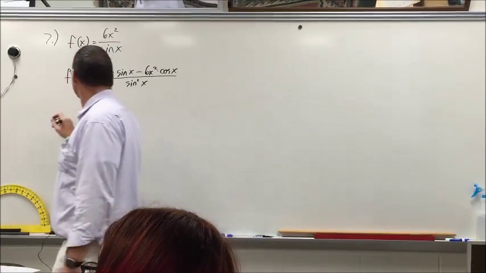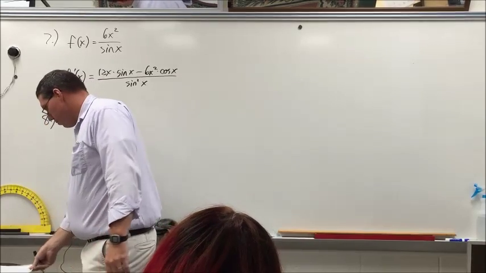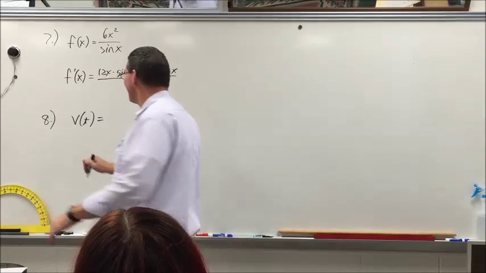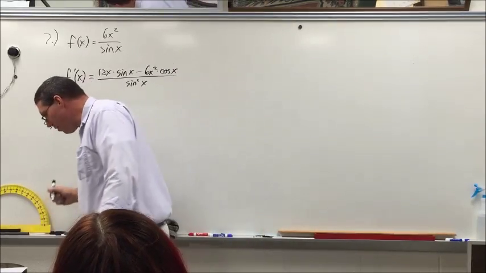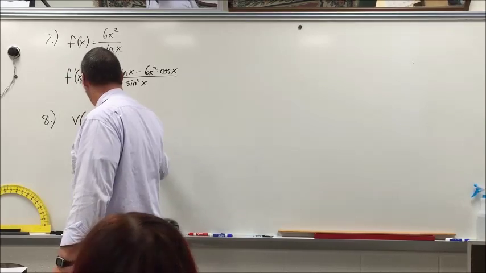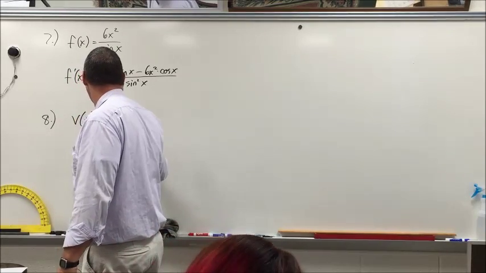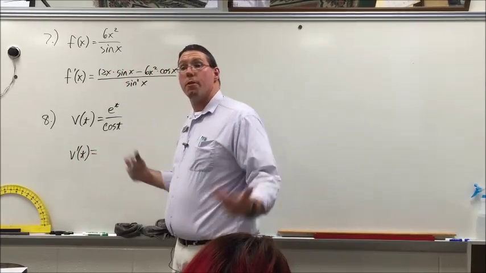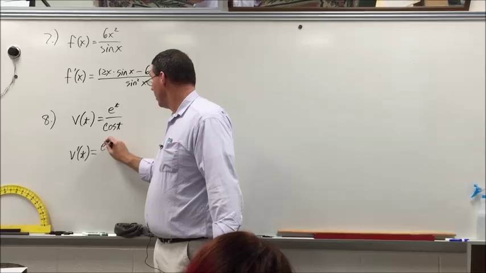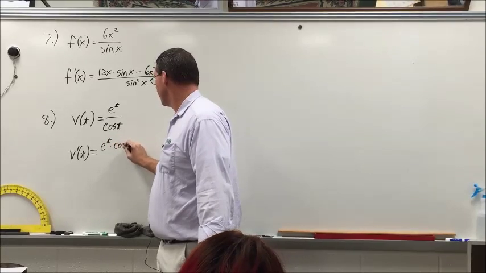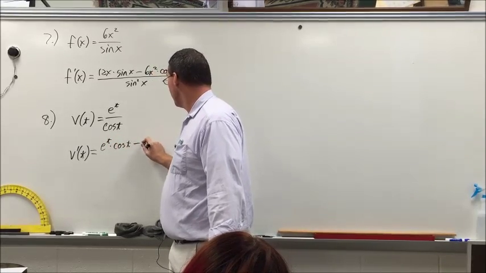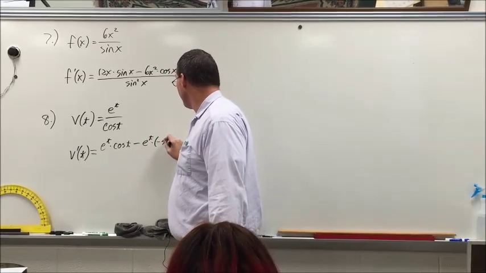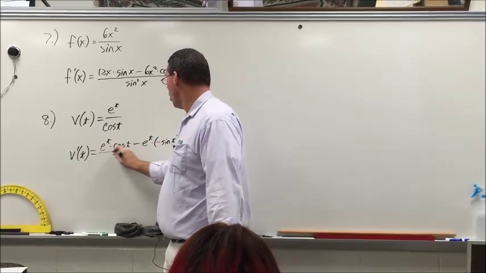All right, question number 8. V of t, velocity. Okay, so number 8, v of t velocity is going to be e to the t over cosine of t. So the derivative is going to be derivative of the top, e to the t, times the bottom, minus the top, e to the t, times what? The derivative of the bottom, which is negative sine of t.